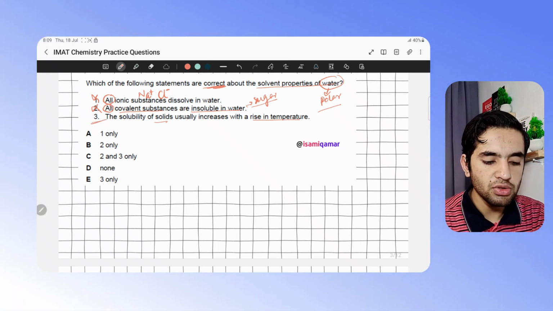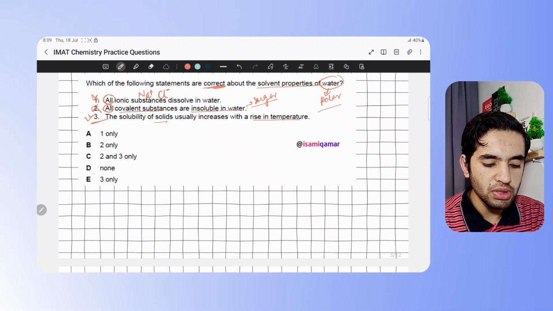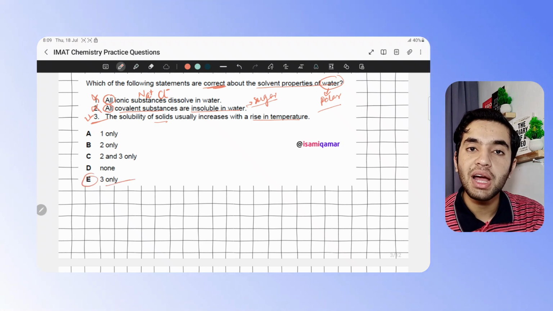So option 3 is going to be the correct one. So only option 3 is correct. Okay, these are all the IMAT past paper questions.